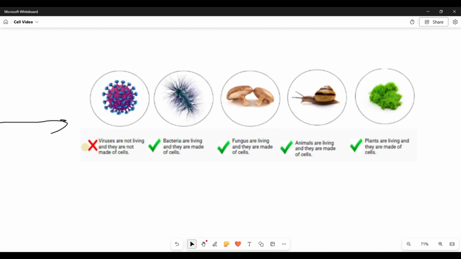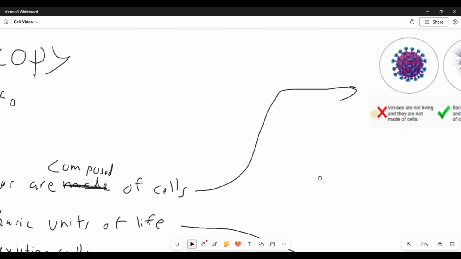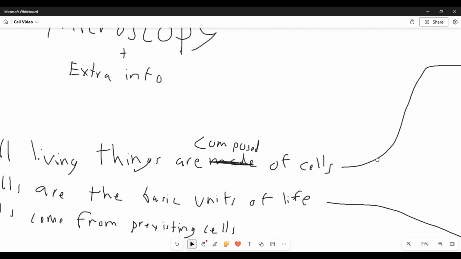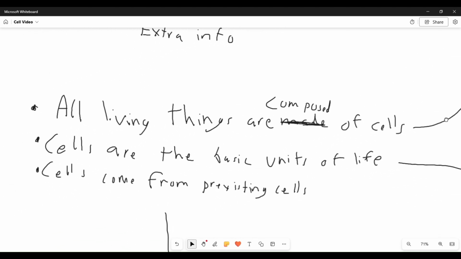Now, everything that's alive is going to be composed of cells. There's nothing alive that isn't made of cells. If it's not made of cells, then it's not alive.